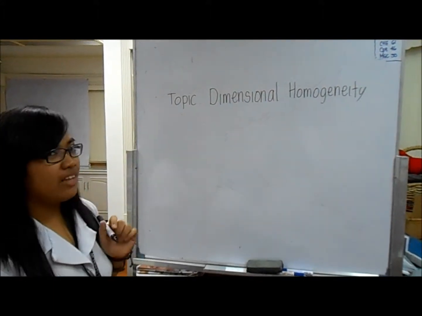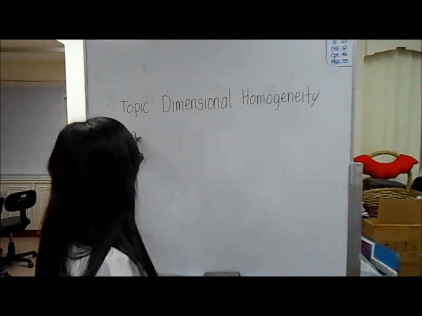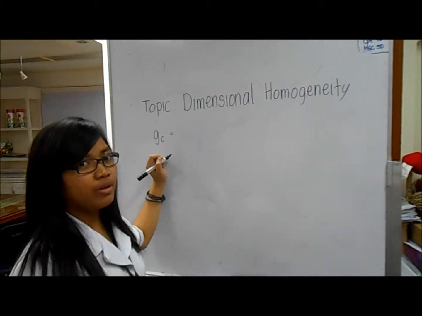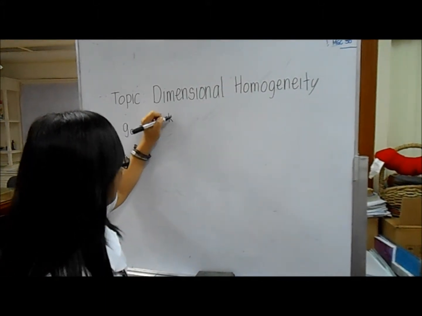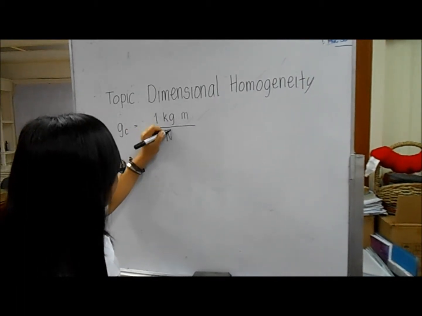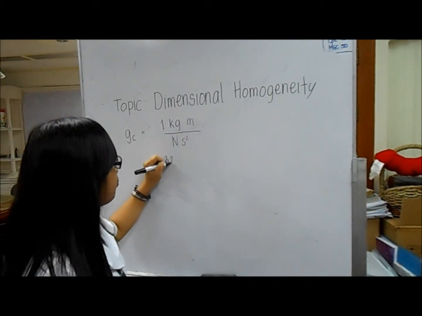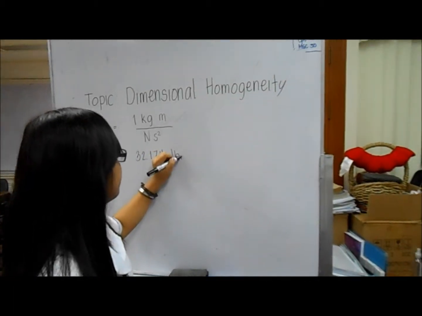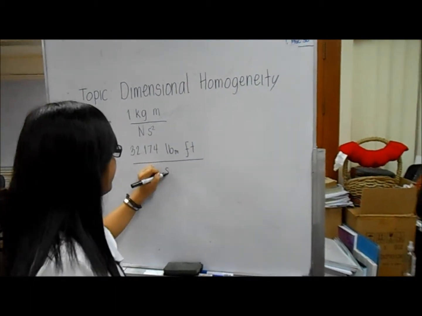In dimensional homogeneity, there will be the introduction of the gravitational constant, or more commonly known as the G sub c. G sub c has both SI units and British units. For SI, it has 1 kilogram meter per Newton second squared. And for the British unit, we have 32.174 pound mass foot per pound force second squared.